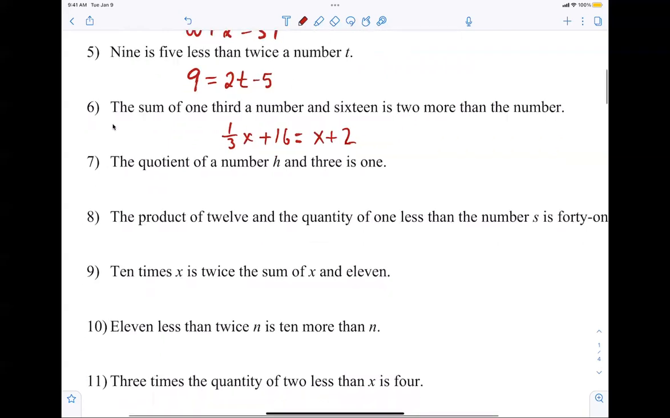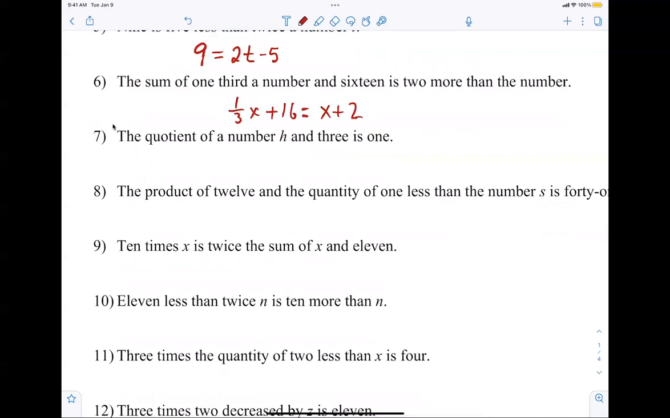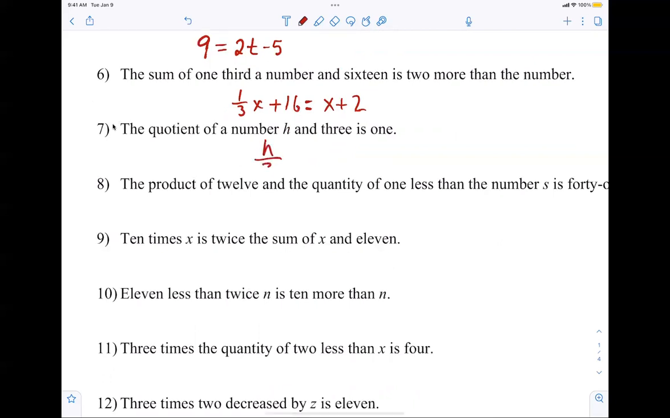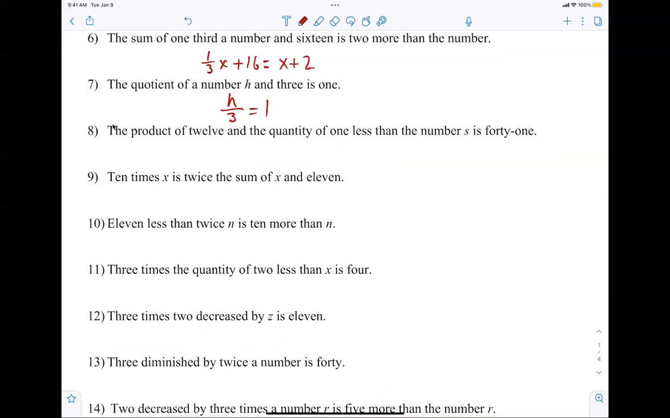All right, next. It would be h over 3 equals 1. Yes, h over 3 equals 1. Simple. Very good. All right, next, please. Yeah, I tried to be too tricky with this one. What's product mean again? And what's quantity? Parentheses.